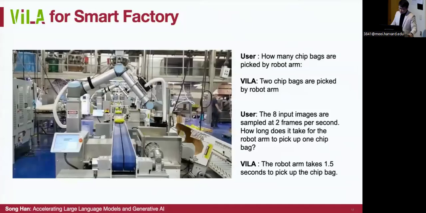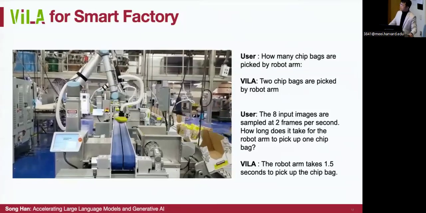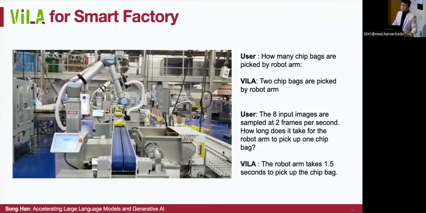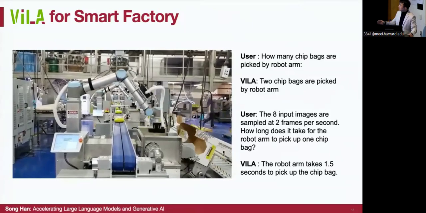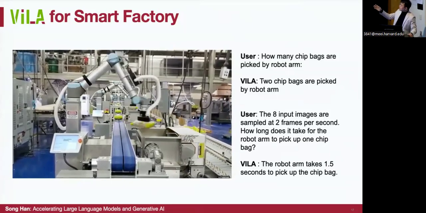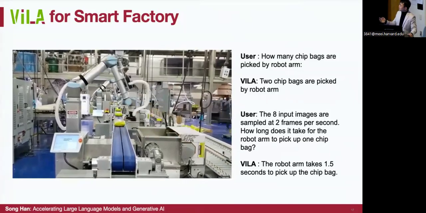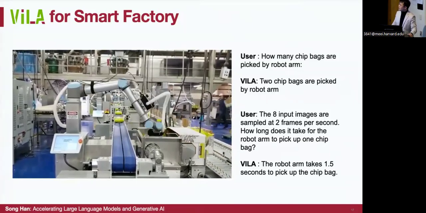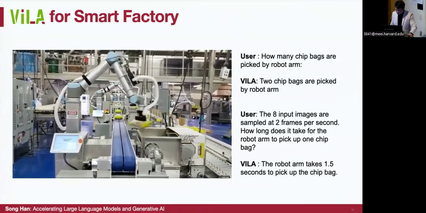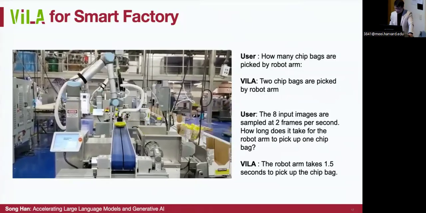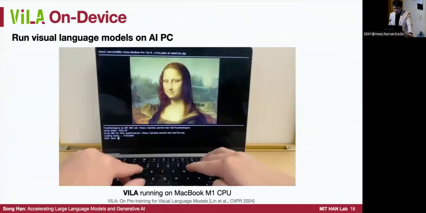And here is a smart factory. How many chip bags are picked up by the robot arm? So this is a video. It can understand not only still images, but also videos, which is multiple frames of images. And it can also do some math and reasoning. The 8 input images are sampled at 2 frames per second. How long does it take for the robot arm to pick up 1 chip bag? And the robot arm takes 1.5 seconds to pick up the chip bag.